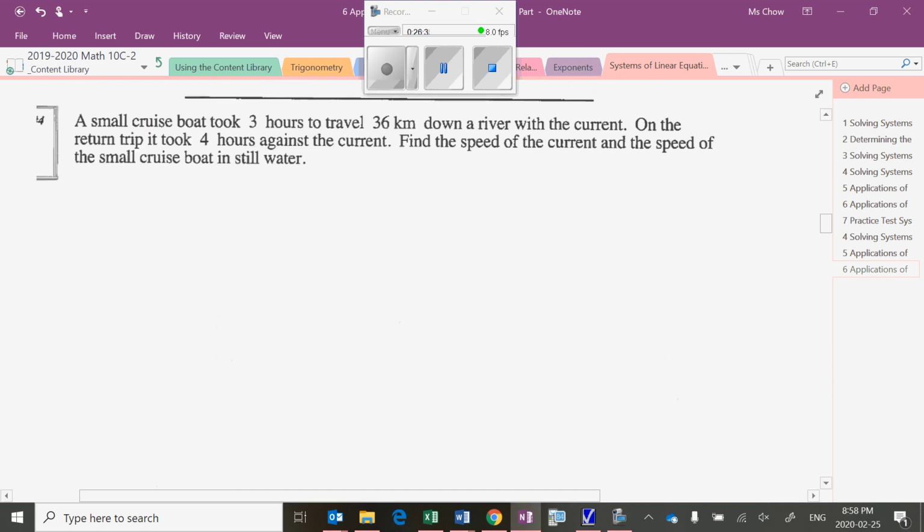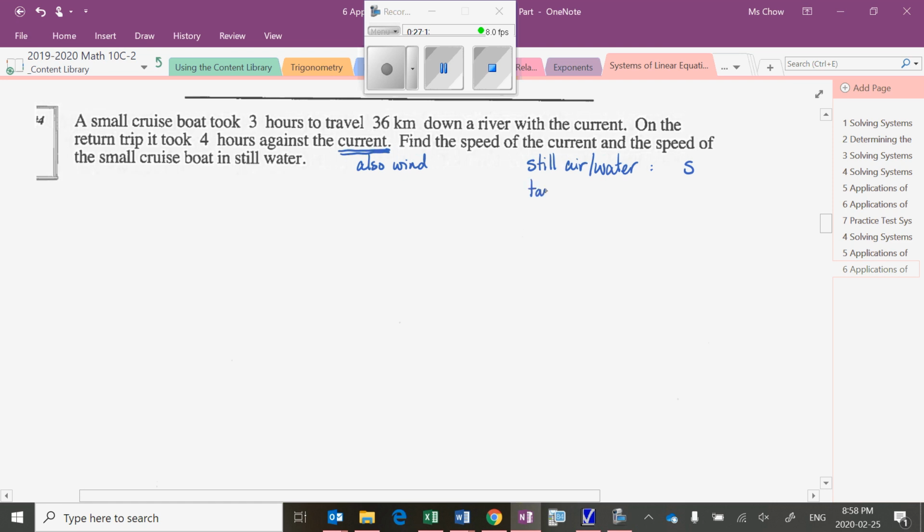So we've got a cruise boat, and this question is what we call a current question. There's also similar questions where you're looking at a wind as well. So what you want to consider is if you were in still air, so I'm just going to write something on the side here. So if we are in still air or still water, then our speed might be S.